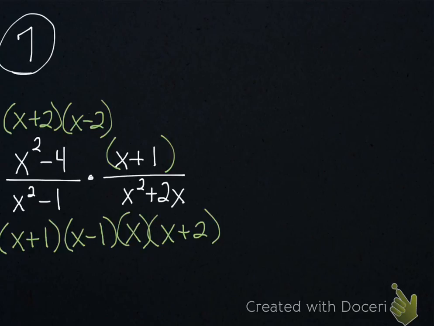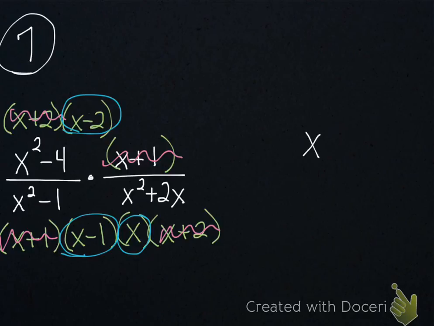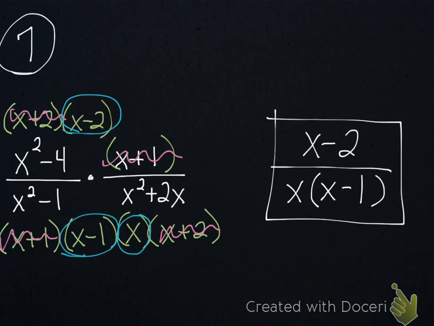Now let's see what cancels. I have an x plus 1 and an x plus 1. I have an x plus 2 and an x plus 2. Remember, you have to have 1 on top and 1 on bottom. Now let's look at what's left. I have an x minus 2, an x, and an x minus 1. So in the numerator we have x minus 2, and in the denominator I have x times x minus 1. This is the simplified rational expression.